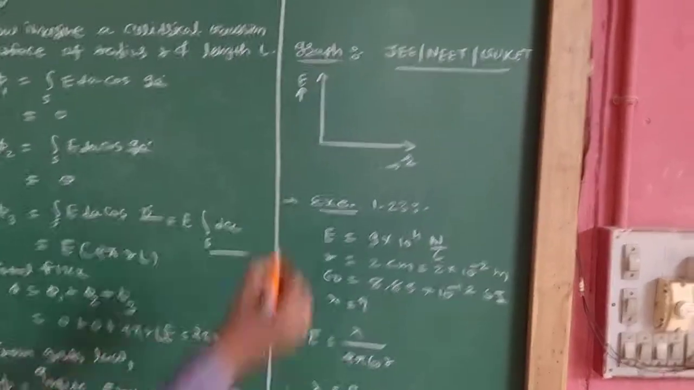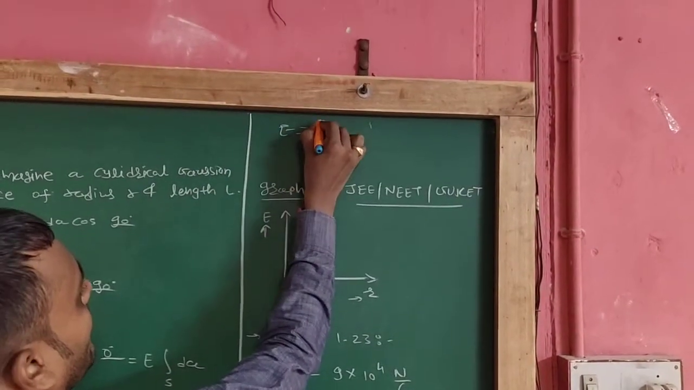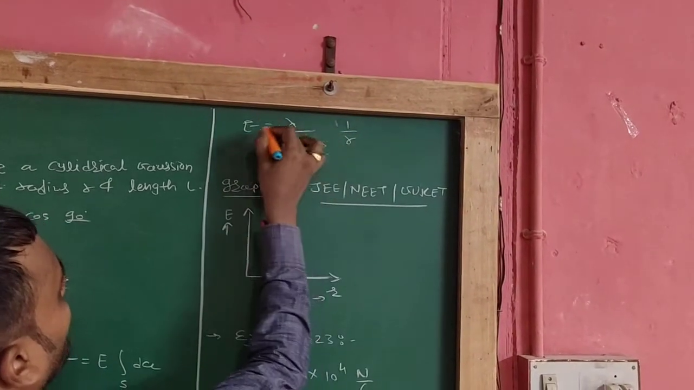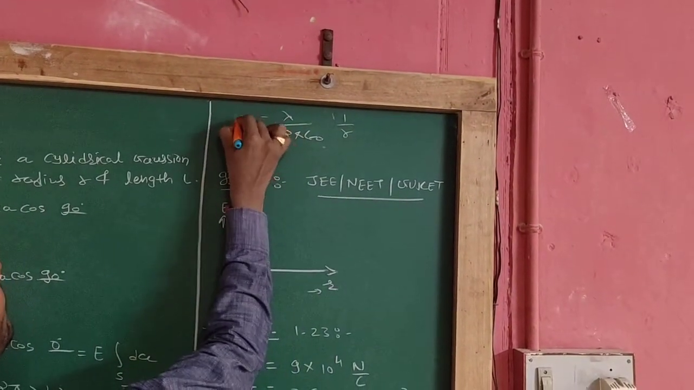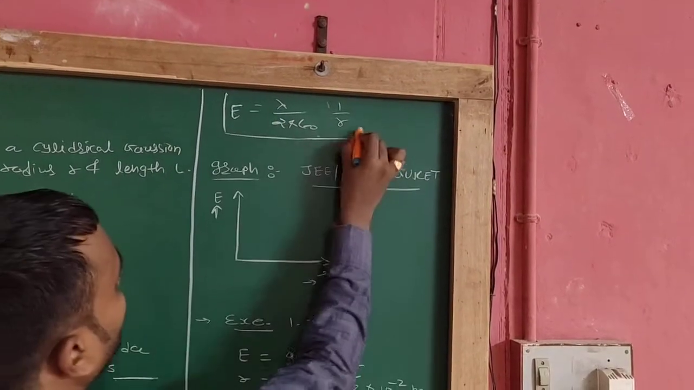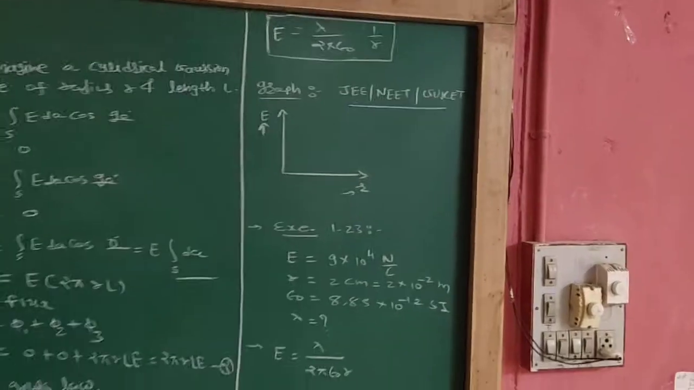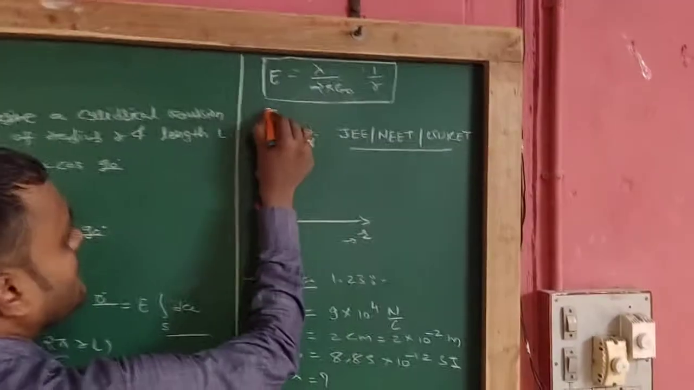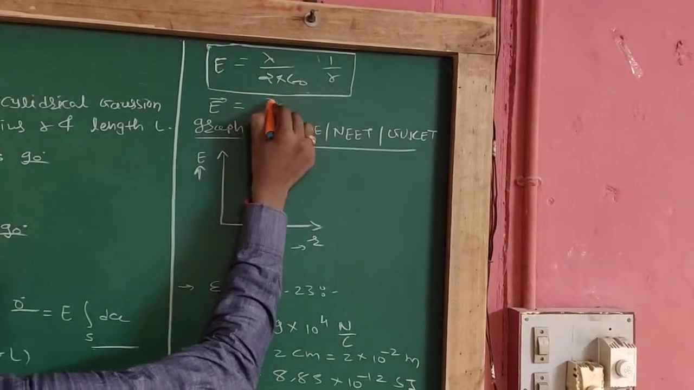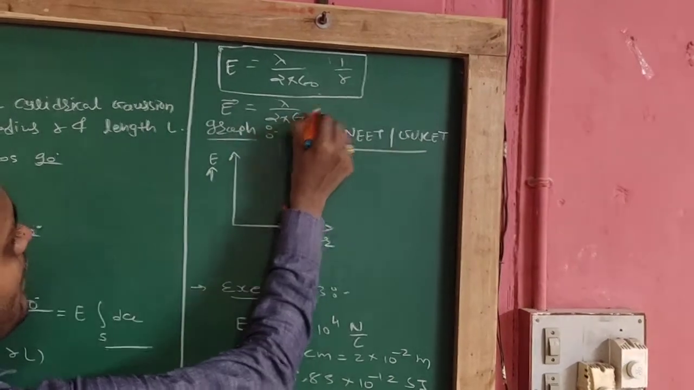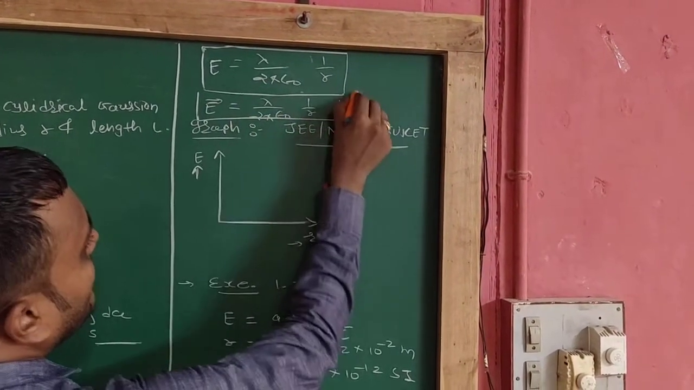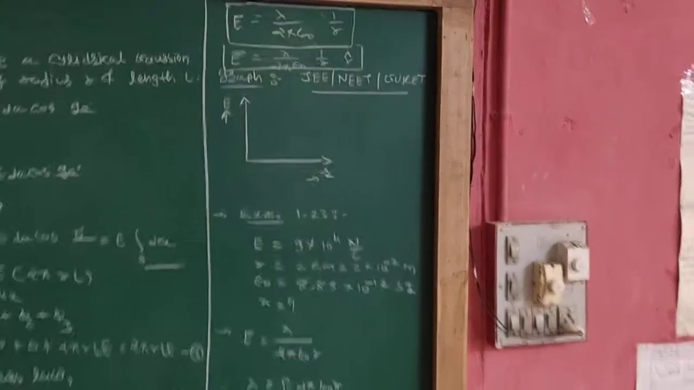So what is my answer? E equal to lambda upon 2 pi epsilon 0, in this way you write, into 1 upon r. This is the scalar form. Now we want to write this in vector form. So what is the last equation of this theory? That is vector E equal to lambda upon 2 pi epsilon 0 into 1 upon r into r cap. What is the meaning of this r cap?